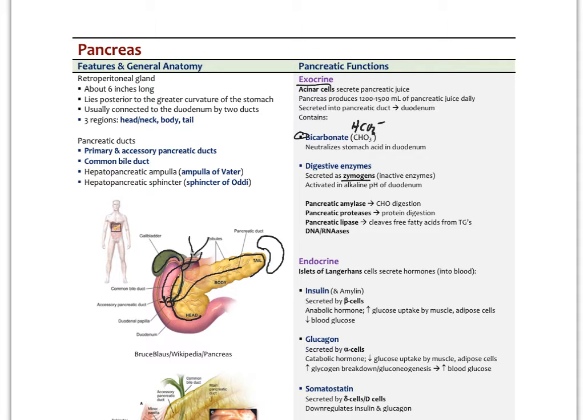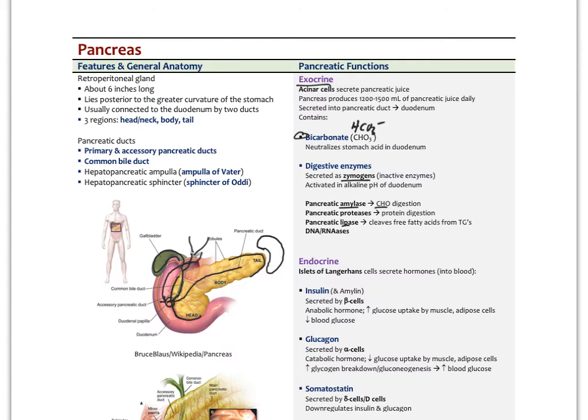Of course, if these enzymes were active within the pancreas, they'd begin to auto-digest the pancreas, and that can happen, of course, in acute or chronic pancreatitis. Pancreatic amylase, this of course is the main enzyme needed for carbohydrate digestion, the proteases for protein digestion, and the lipase is what begins to cleave off free fatty acids from triglycerides. And there are also DNases and RNases, which are breaking down DNA and RNA that we eat in the diet. So that's the exocrine pancreas.